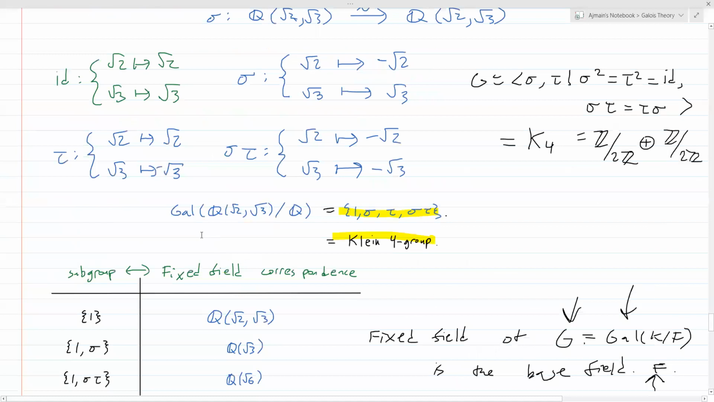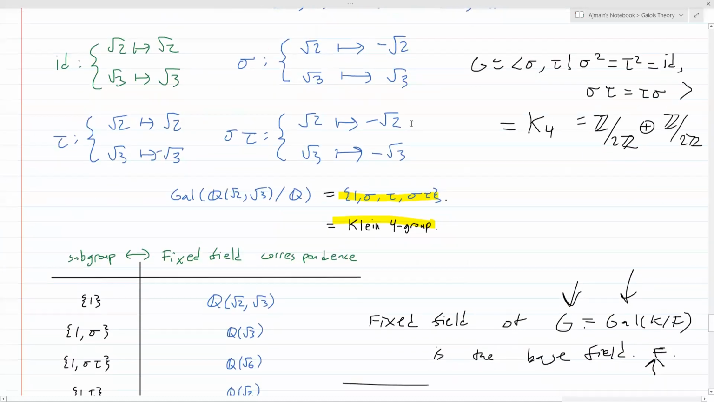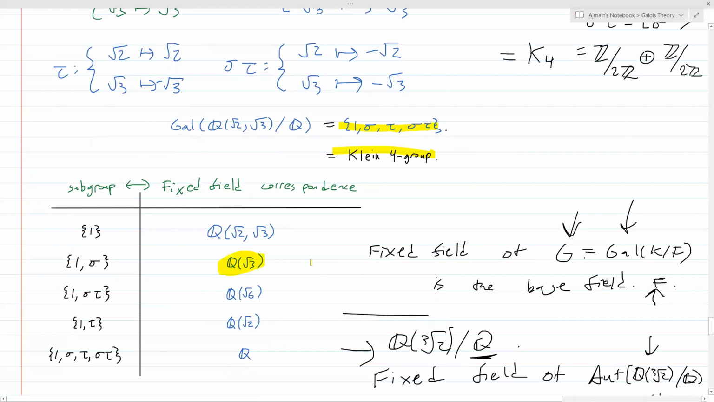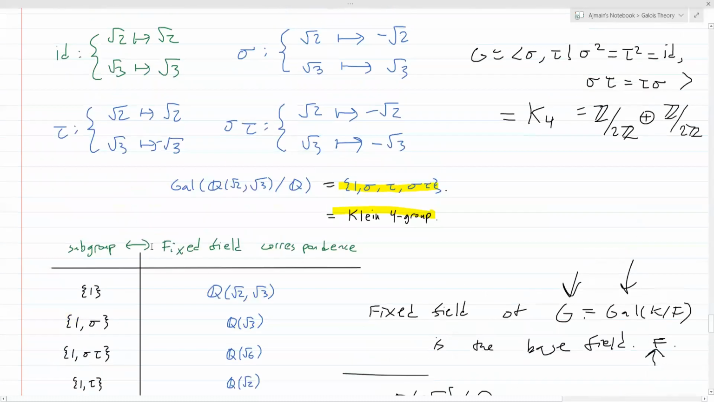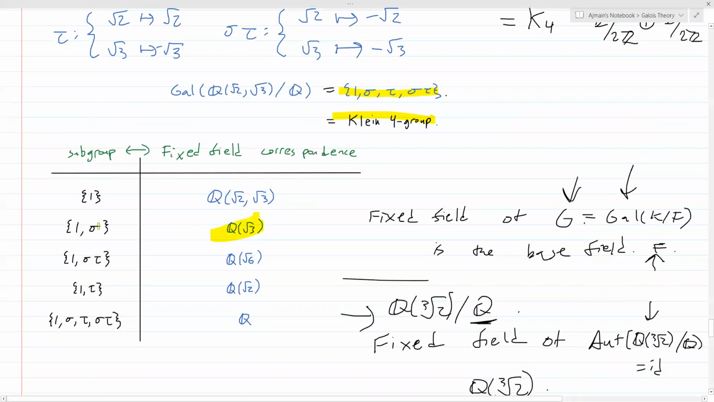You can see how this is the fixed field of this guy, because what did I say sigma was? Sigma was the one that changes square root of 2 and fixes square root of 3. So square root of 3 is actually in the fixed field. So this shows that Q adjoin square root of 3 is in the fixed field of 1 and sigma. But why is it all of everything that's fixed? Because if you adjoin anything else that's outside of this, you'll get the whole field. But this does not fix the whole field. It in particular does not fix square root of 2. So that's why this is actually the fixed field of this group.